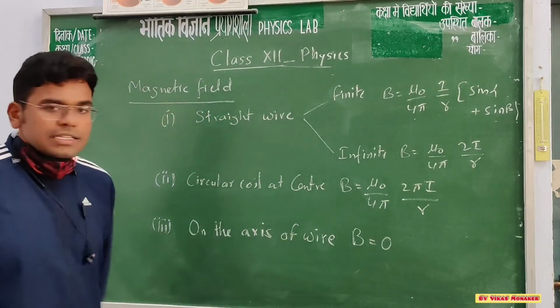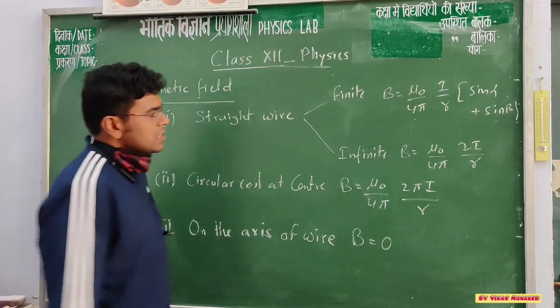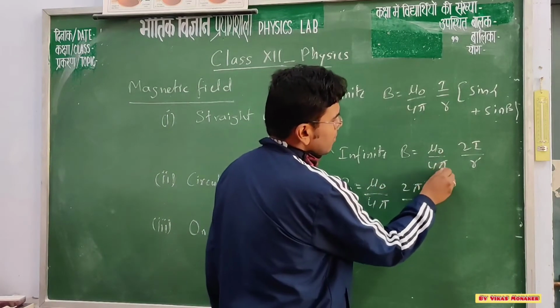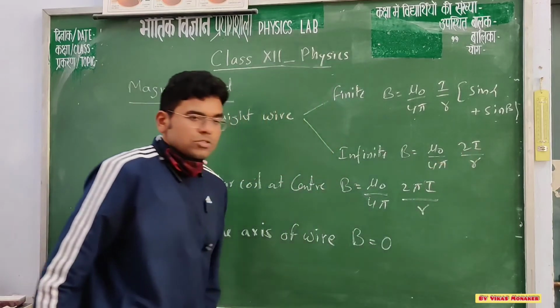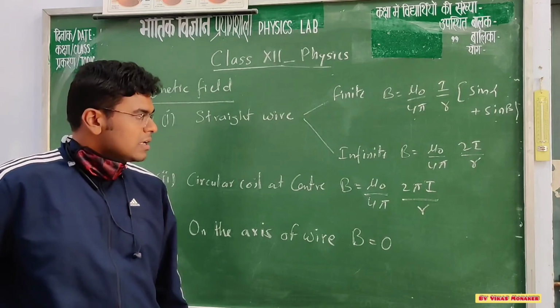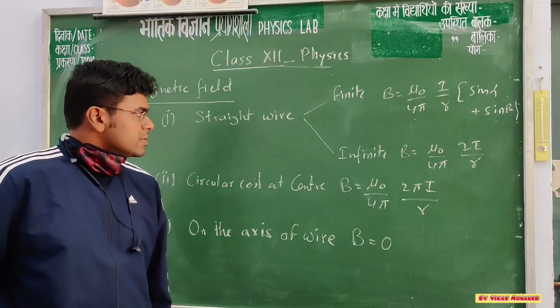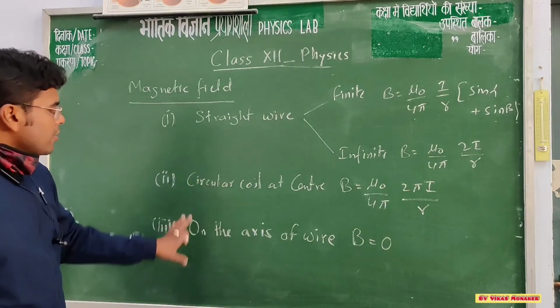Okay, if we convert this formula to the infinite case, we get B equal to mu naught upon 4 pi, 2I upon r. So for an infinitely long wire at a distance r, the magnetic field is mu naught upon 4 pi, 2I upon r. Okay, so this is the second part of the formula.